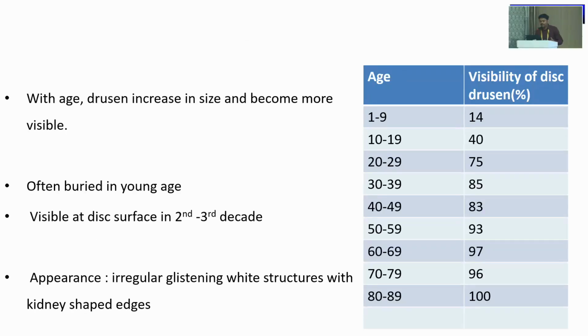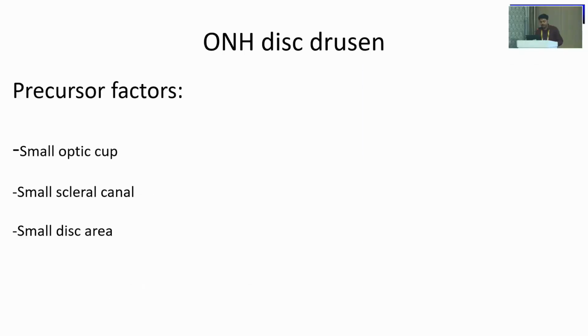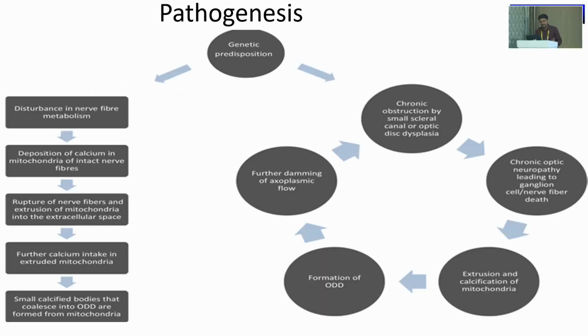With age, we have noted that the visibility of the disc drusen increases. For example, in the 7th or 8th decade, it will almost be seen in most patients. These are often buried in young age, so they become visible at the disc surface normally in the 2nd to 3rd decade. Precursors are small optic cup, small scleral canal and small disc area.